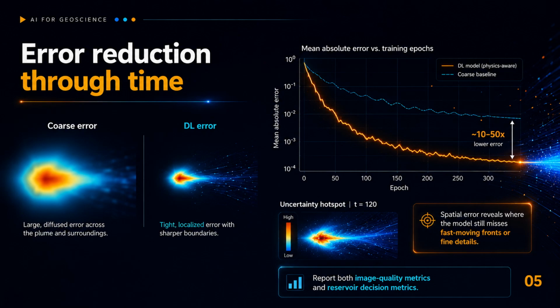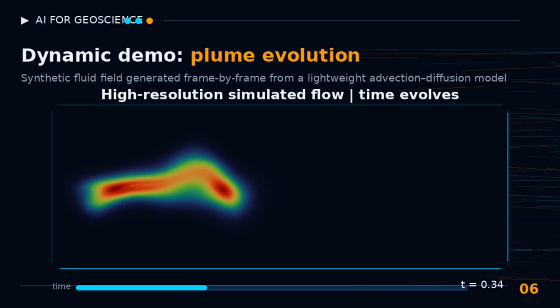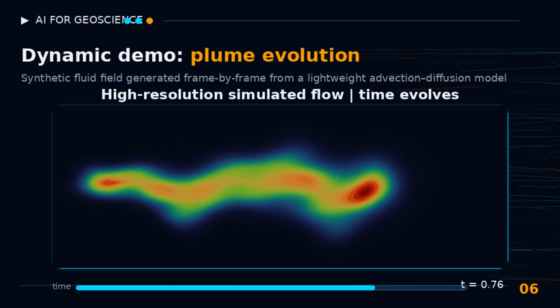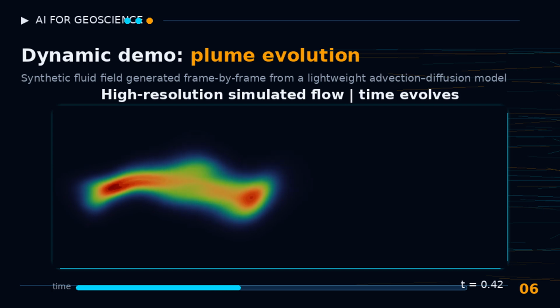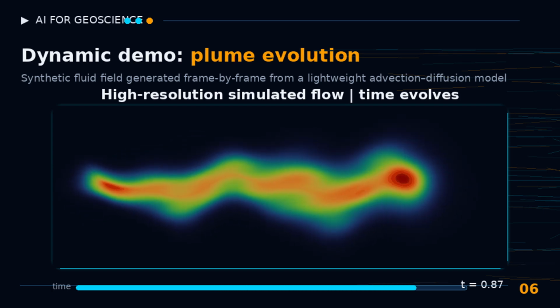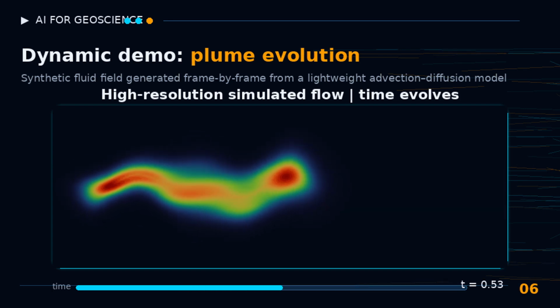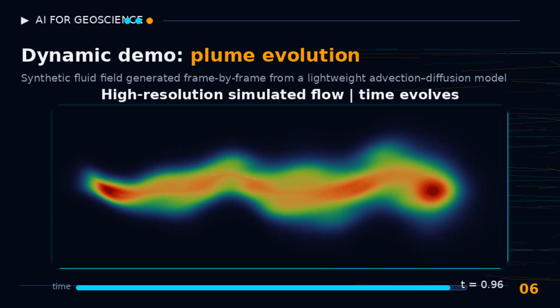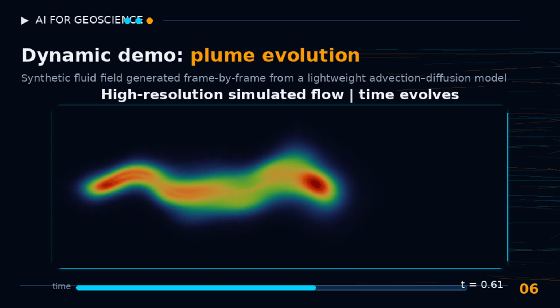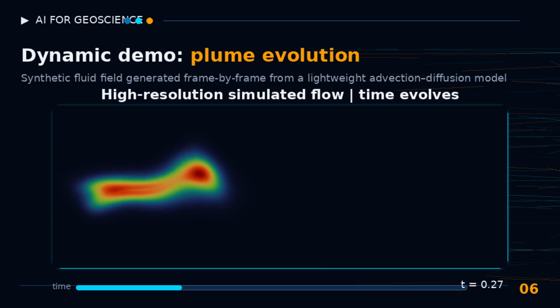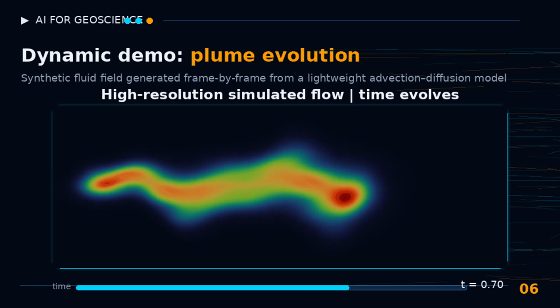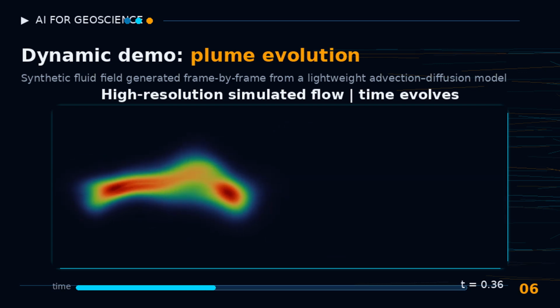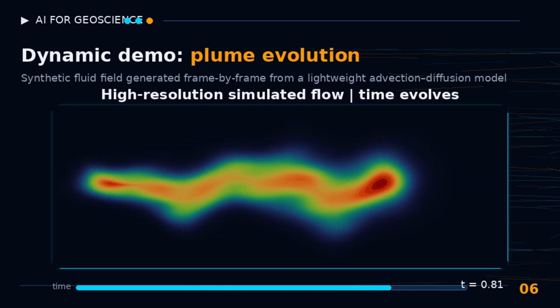Next, let us look at the dynamic plume demo. Now we start the dynamic simulation demo. Here, we use a simple Python model to create a moving fluid plume. This is not meant to replace a full reservoir simulator. Instead, it is designed as an easy visual demonstration. It helps everyone understand the basic idea without needing advanced reservoir engineering background.